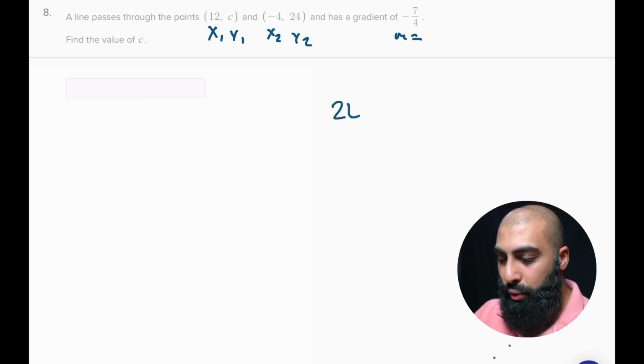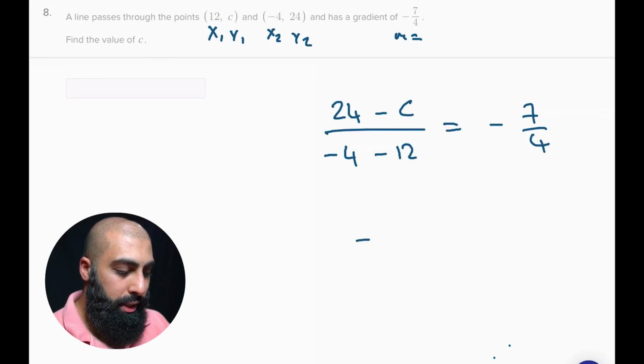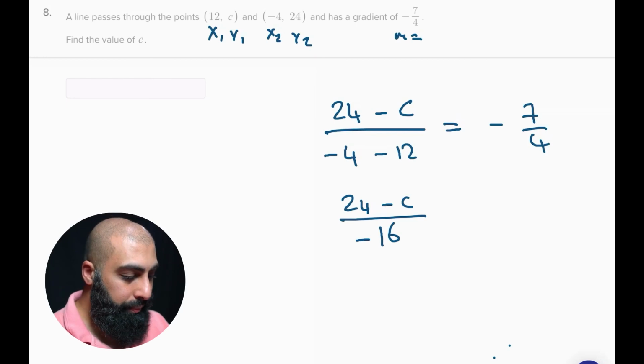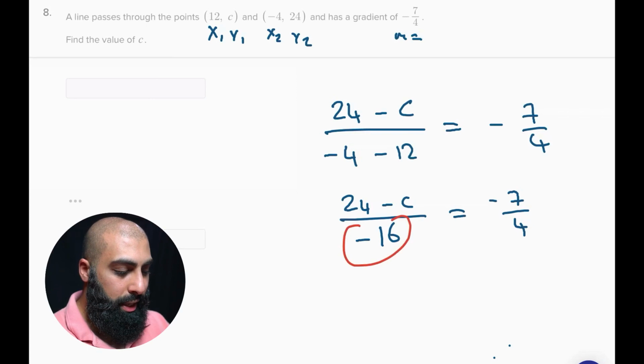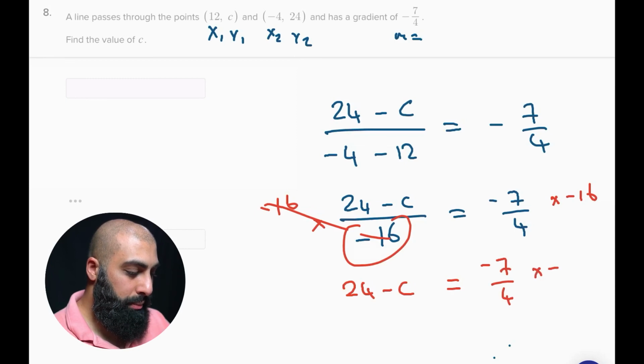So we get 24 minus c divided by -4 minus 12, and this should equal -7 over 4. So -4 minus 12 is -16, and we've still got 24 minus c, and this is equal to -7 over 4. What we'll do now is multiply both sides by -16. That will cancel that out. We end up getting 24 minus c is equal to -7 over 4 times -16.